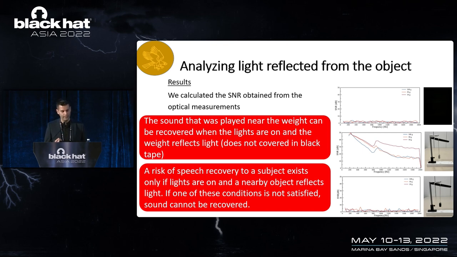However, as you can also see, the risk of speech recovery exists only if the lights in the room are on and the nearby object reflects light. If one of these conditions isn't satisfied, sound cannot be recovered, and you can see how there is a zero signal to noise ratio in the two additional experiments that were conducted when the lights were off and when the weight was covered in black tape.